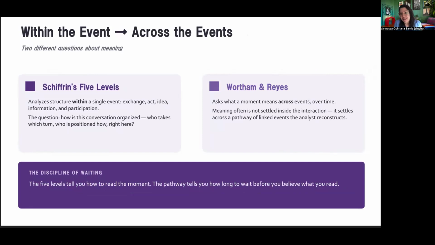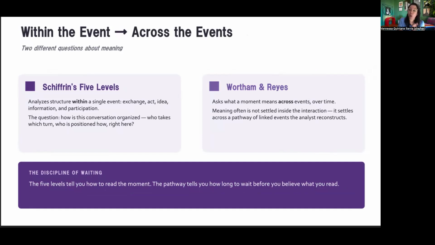So Schifrin's levels are powerful, but notice what they do. They analyze a structure within an event. How is this conversation organized? Who takes which turn? Who is positioned how right here? So Wharton and Regis ask a different question, and it is the heart of this chapter.